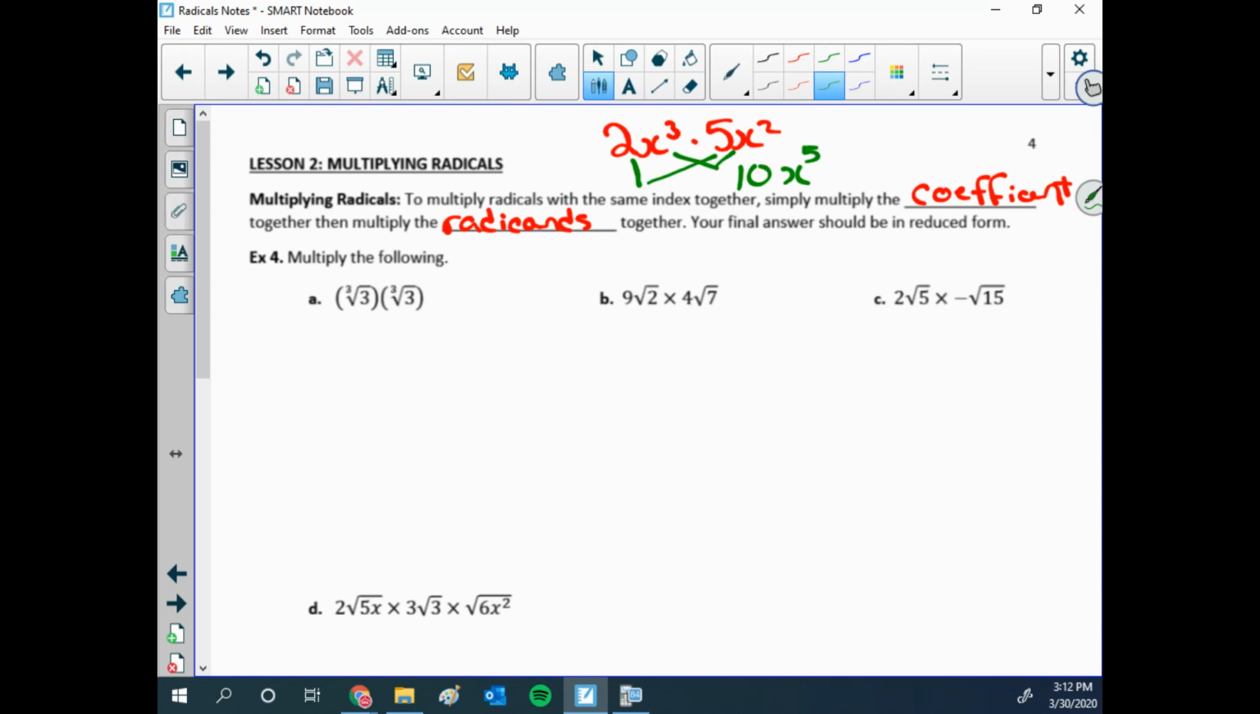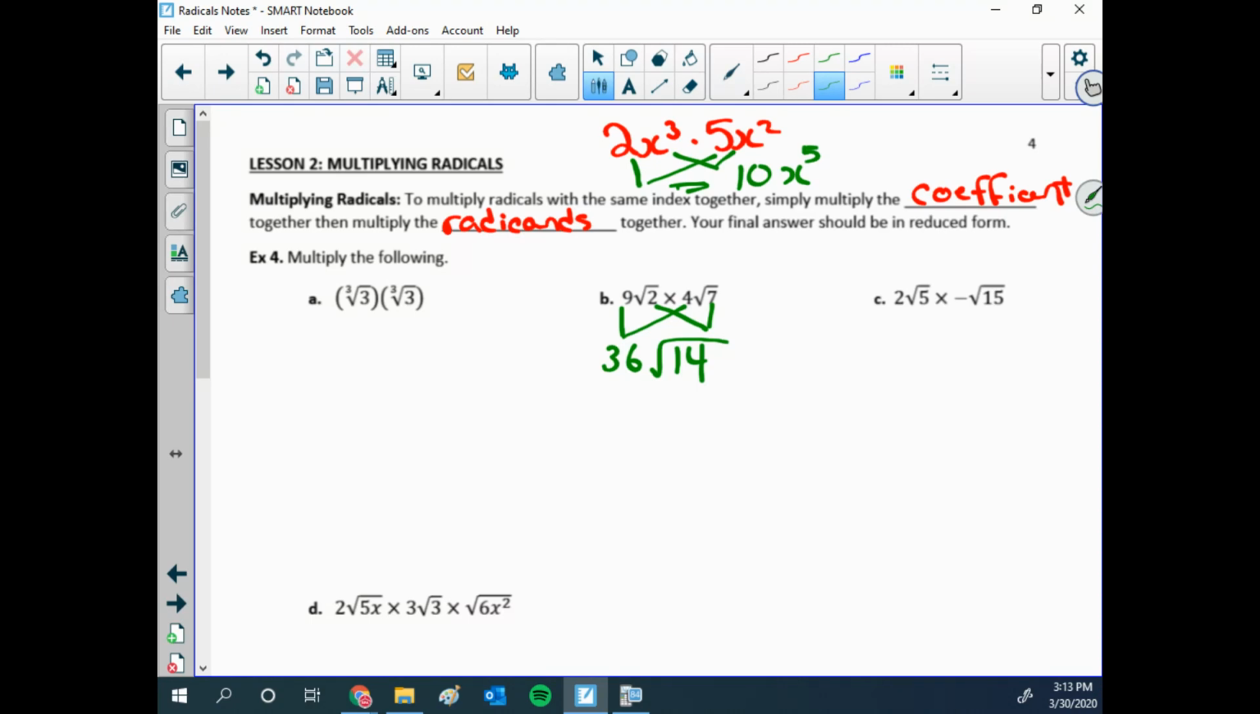So I'm just going to skip to b here because it follows this example. So 9 root 2 times 4 root 7. I would take the 9 and the 4, multiply those together. That gives me 36. And then I can take the 2 and the 7 together. That gives me 14. But that needs to remain underneath the radical sign. I can't simplify that any further because 14 isn't divisible by any perfect square.